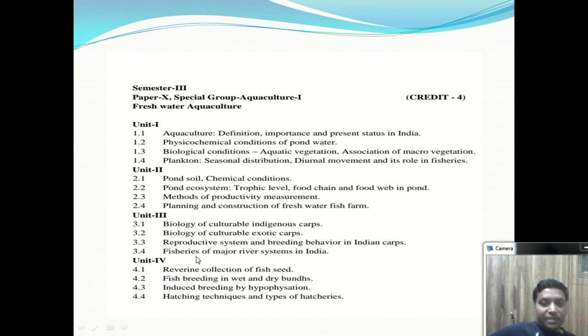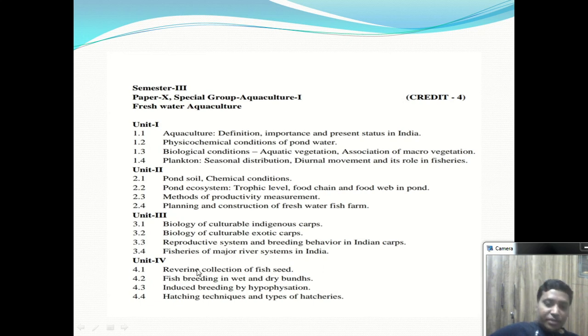Now after that, the fisheries of major riverine systems in India. The major riverine system is nothing but the fishes in the Ganges. How the fisheries are going on in the Ganga River, Kaveri, Brahmaputra. Some fishes are found in cold water, so details about the Mahseer, for example Mahseer culture. These fishes are found in the cold water of the Gangetic plain. All these details are given in the fisheries of major river systems in India.